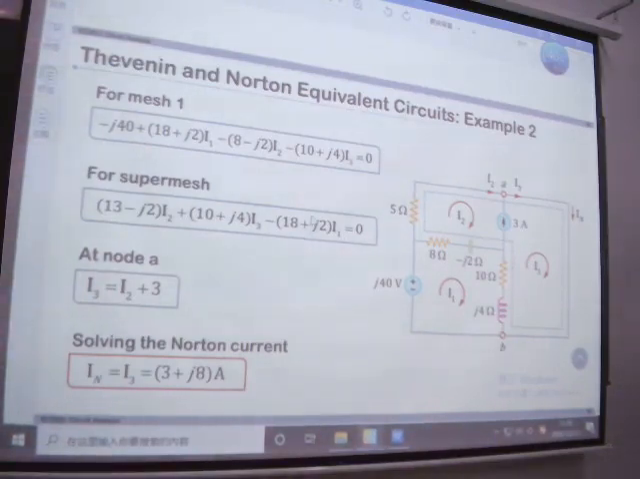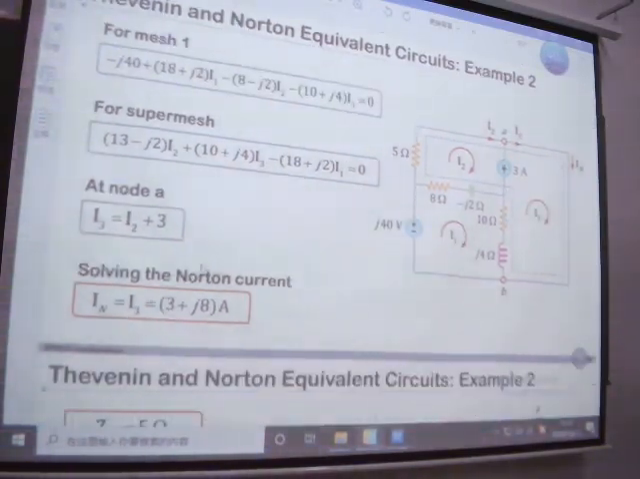But we know here we have I1, I2, I3 as variables, but we just have 2 equations. So we add one more equation for the supermesh. We go back here, we see for node A, the current going in is equal to the current going out. So I2 plus 3 equals I3, right? Then we get this equation. So we get 3 equations for 3 unknowns. We can get a unique solution.